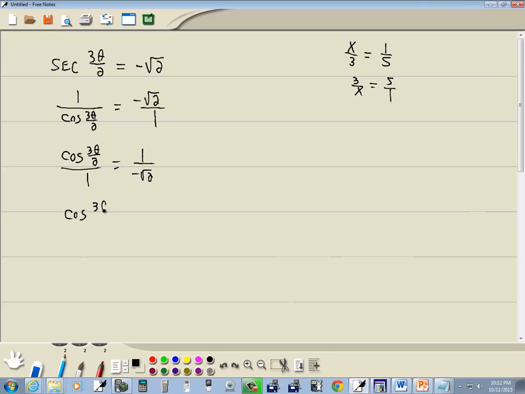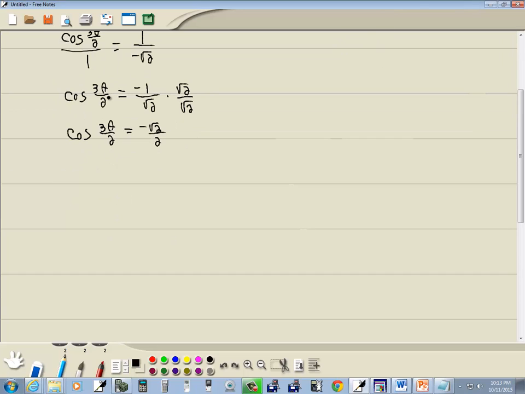Which gives us cosine 3 theta over 2 is equal to, and we're going to multiply top and bottom. I'll put the negative up on top. But we'll multiply top and bottom by the square root of 2. And we get cosine of 3 theta over 2 is equal to negative square root of 2 over 2. Okay. Now, sometimes people find it easier to rewrite these in terms of sine and cosine versus secant and cosecant. Now, tangent and cotangent are just different by themselves. But now it's in cosine, and we're a little bit more comfortable with that.